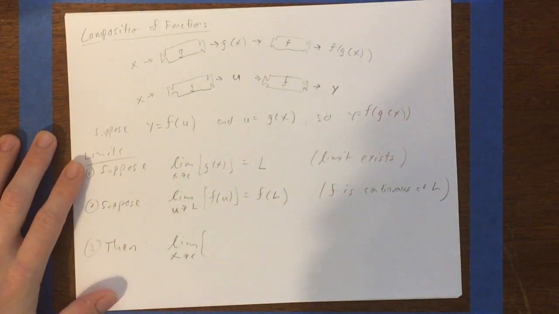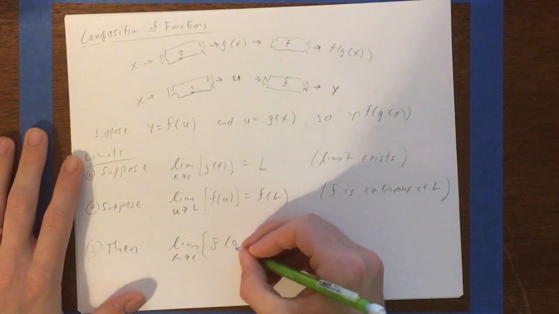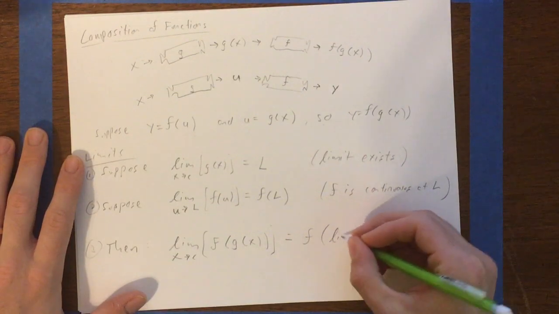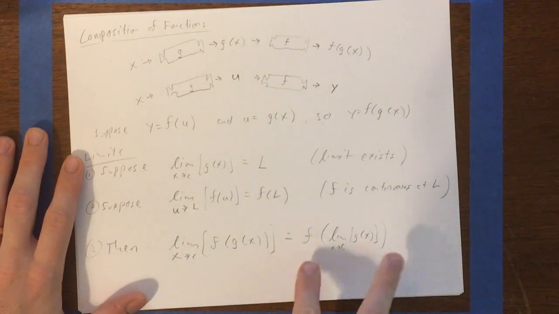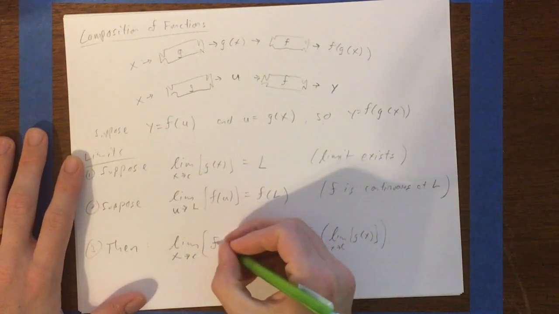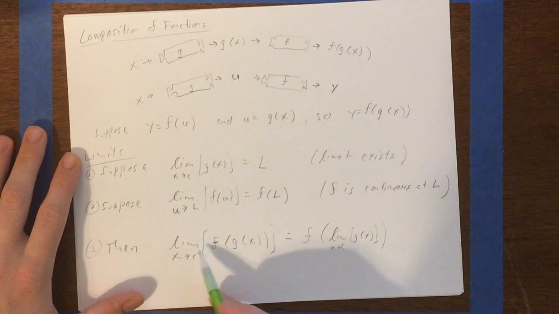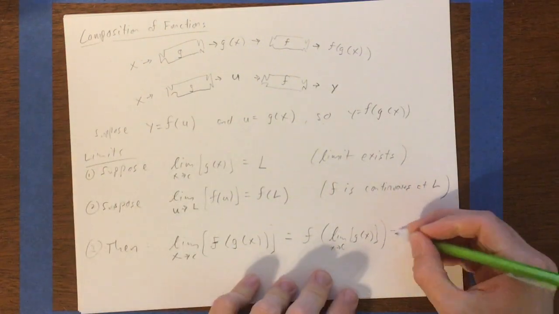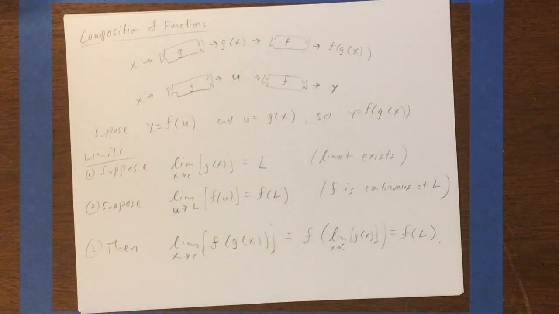Okay? Then if we take the limit as x approaches c, again, x, our independent variable, is approaching c, of the composition of functions, f of g of x, what we get out of that is f of the limit as x approaches c of g of x. In other words, we can sort of pass this limit inside the outer function. If our f is continuous, we can take the limit and stick it inside f like this, and so now we're applying the limit just to the inner function. And then, of course, if we said that that limit exists and equals L, then that's going to be f of L overall.